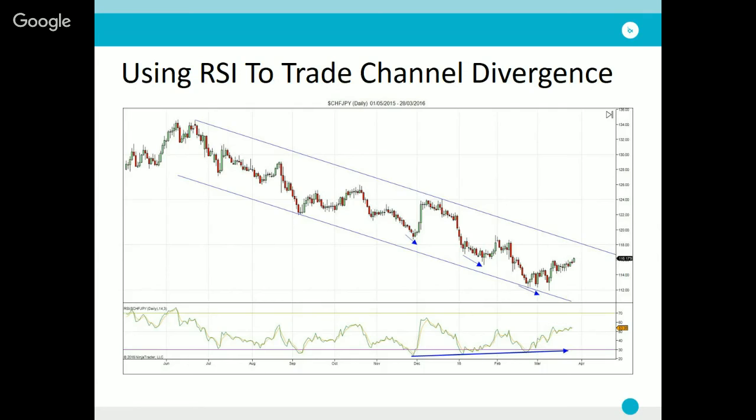Now, my preferred way to employ this option is to look for RSI channels which form during clear price trends. So let's say we have a clear bearish trend. I like to identify a counter trend bullish structure forming on the RSI indicator, allowing me to trade a failure in line with the dominant trend.